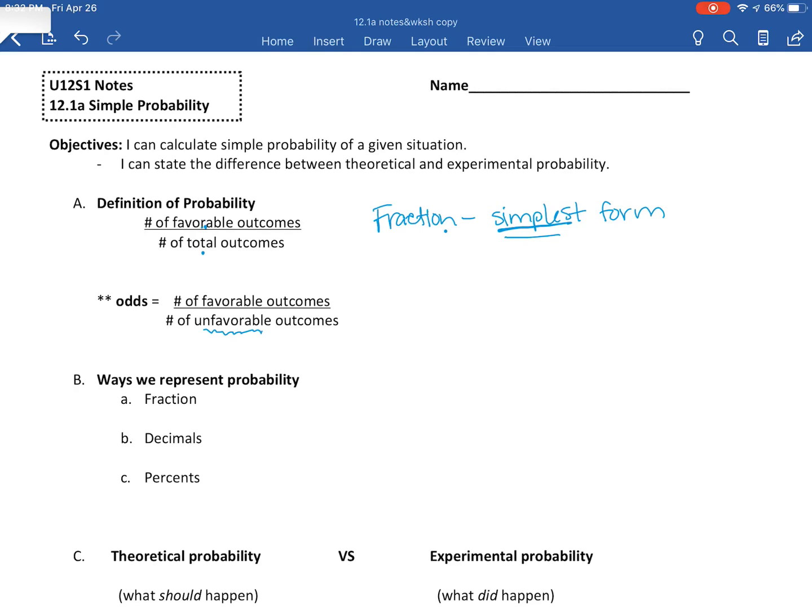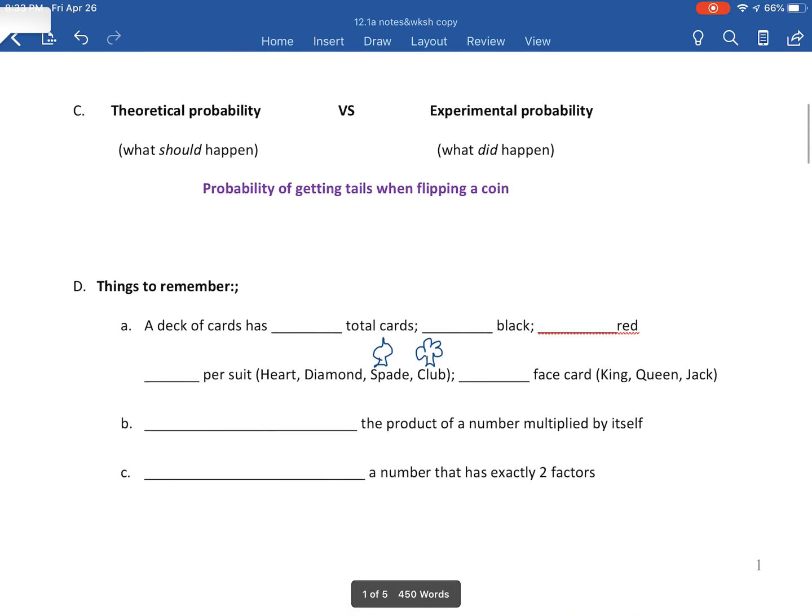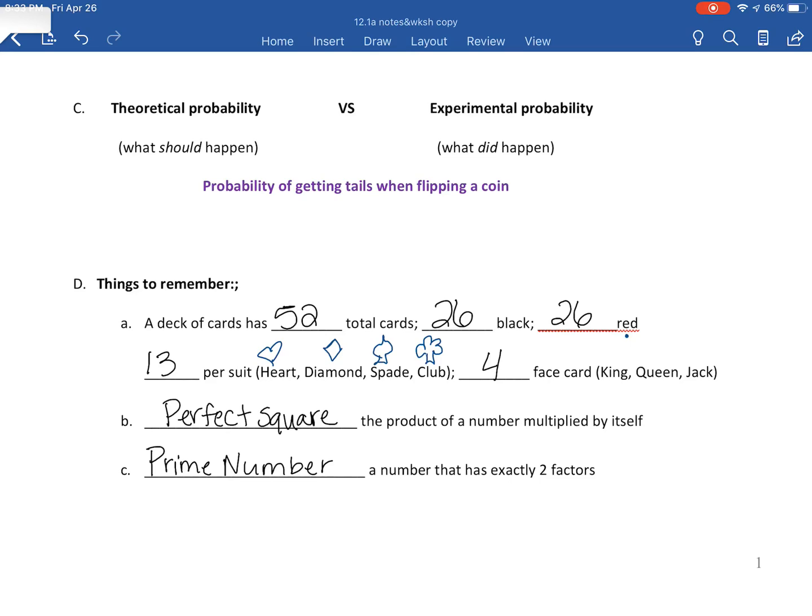So there are a couple different ways to represent probability. We're going to be using the fraction most often, which would just be 1 over 2. So this is 1 favorable outcome over 2 total possible outcomes. We could write it as a decimal, so that would be 0.5, or we could express it as a percent. 50% is the probability.